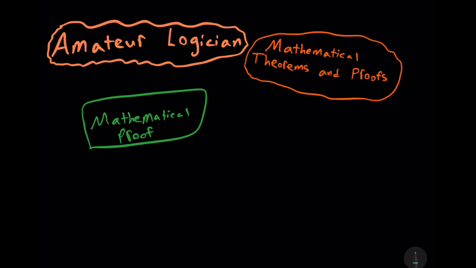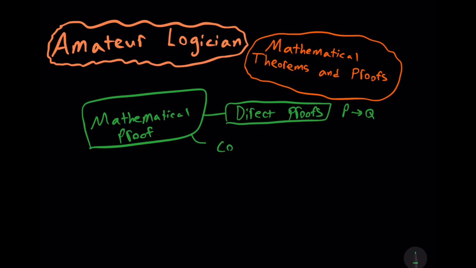Well, a mathematical proof is an argument. And a good argument is a valid argument. That is, it follows the rules of logic and is going to demonstrate some conclusion as being the case, as following from certain premises. Now we have, for example, direct proofs. Those are of the form if P, then Q. So if P is the case, then Q is the case. P is the case, therefore Q is the case. We have a modus ponens inference. We have contrapositive proofs.